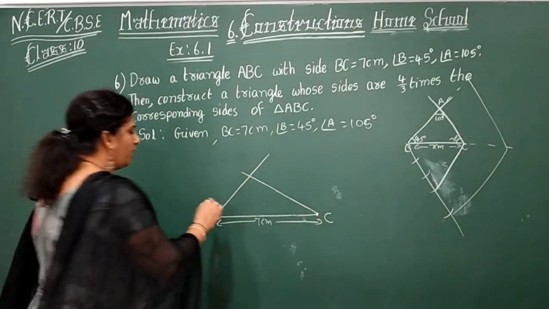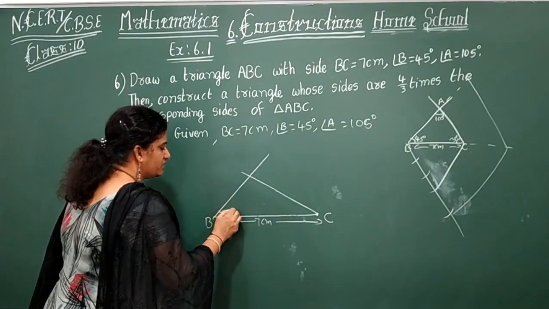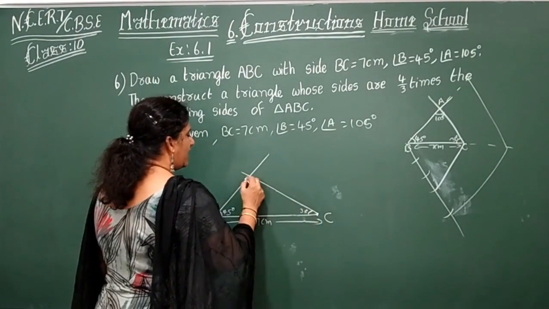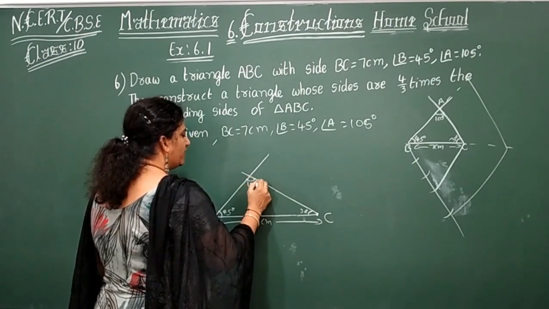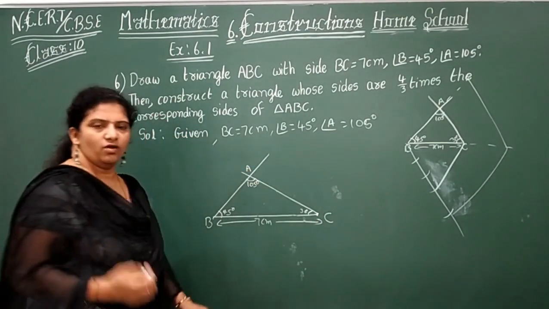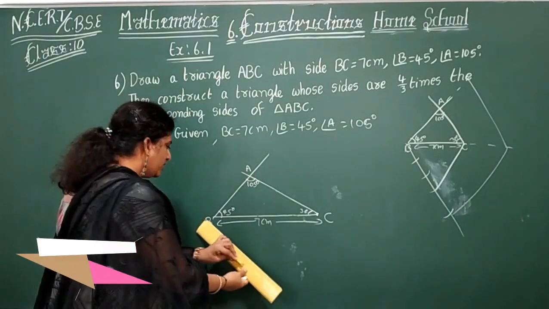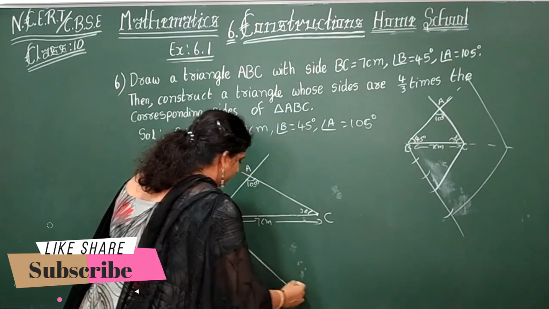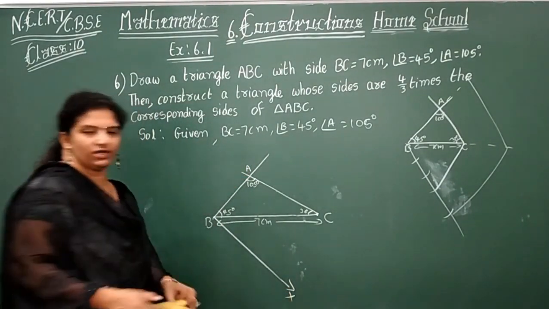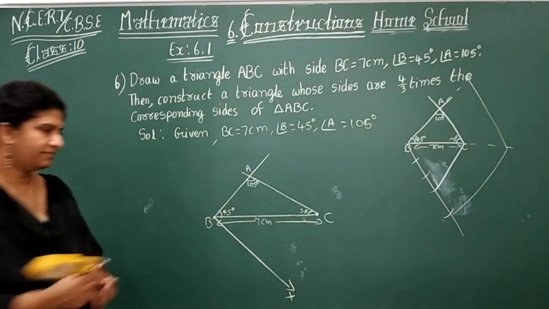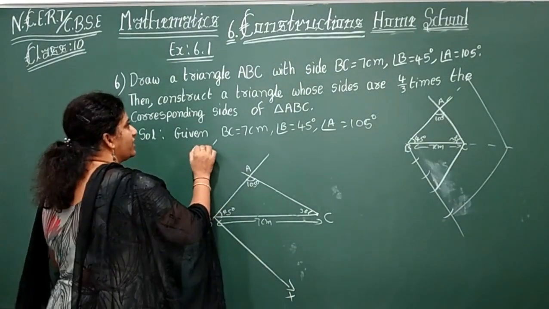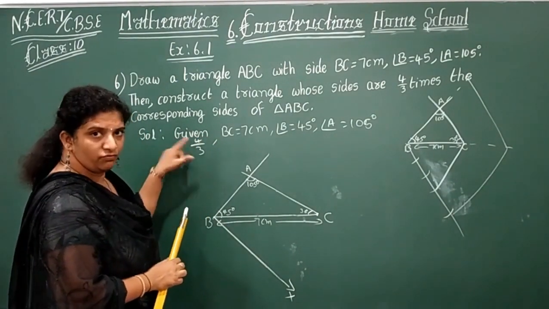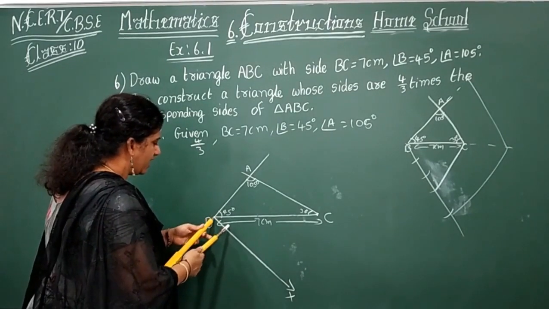Yes. Okay, now mark the angle here. This is 45 degrees and this will be 30 degrees. And now this one will be 105 degrees. Mark this as A. What's your next step here? Draw a ray which is acute. So next, what is the ratio here, children? 4:3. Which is the greatest number? 4. So that many arcs.